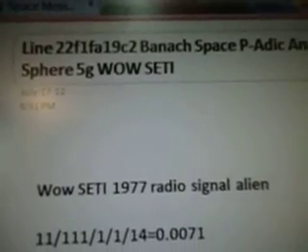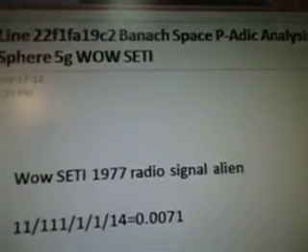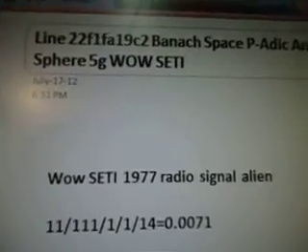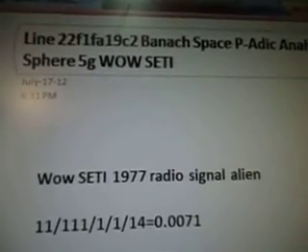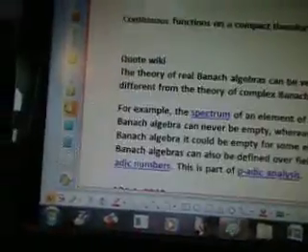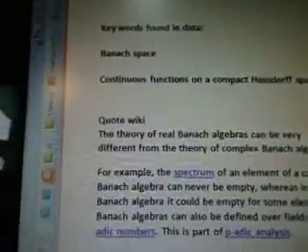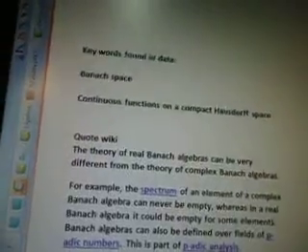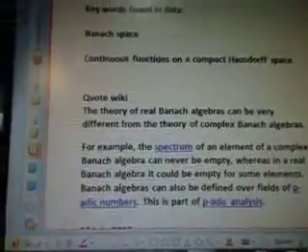Banach space, P-adic analysis, hypersurface, affine sphere, 5G, Wow! signal. Here's the alien radio signal. Here are the keywords found in the data. It's Banach space, continuous functions on a compact Hausdorff space.